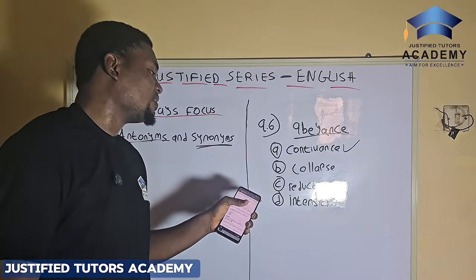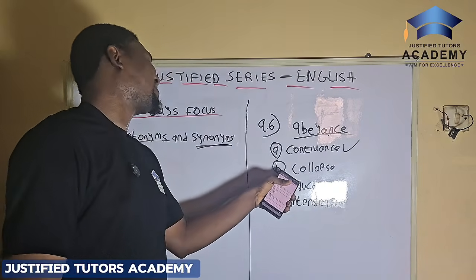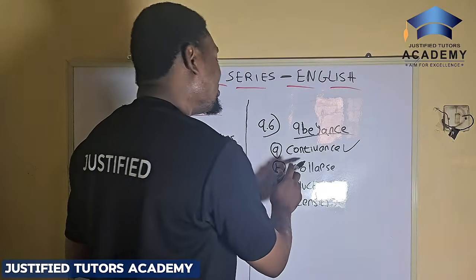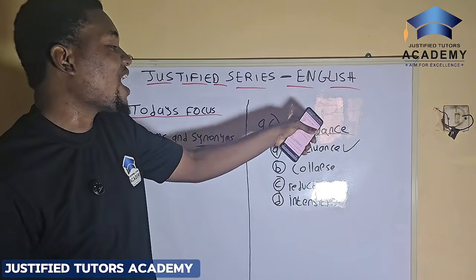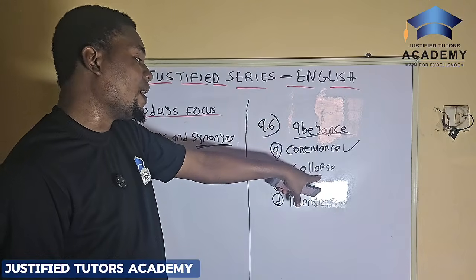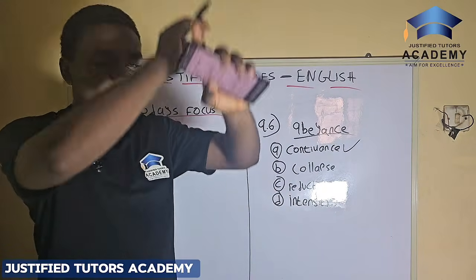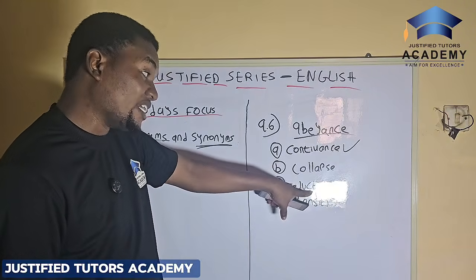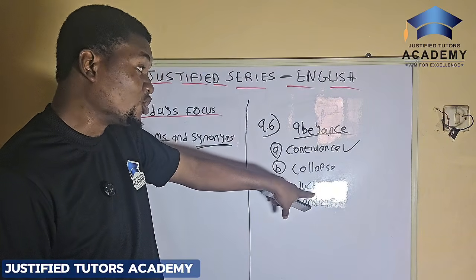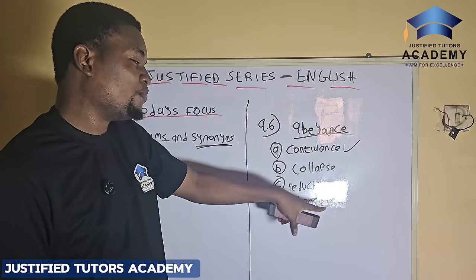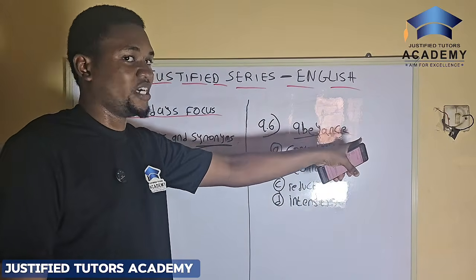Now you might be wondering, why is the answer not B? Why is it not C? Why is it not D? Because each of these is not opposite in meaning to abeyance. Abeyance here is a temporary stop. Collapse here means like they collapse everything, they break everything down. Reduction here is not opposite in meaning, rather it is similar in meaning, but not entirely similar.